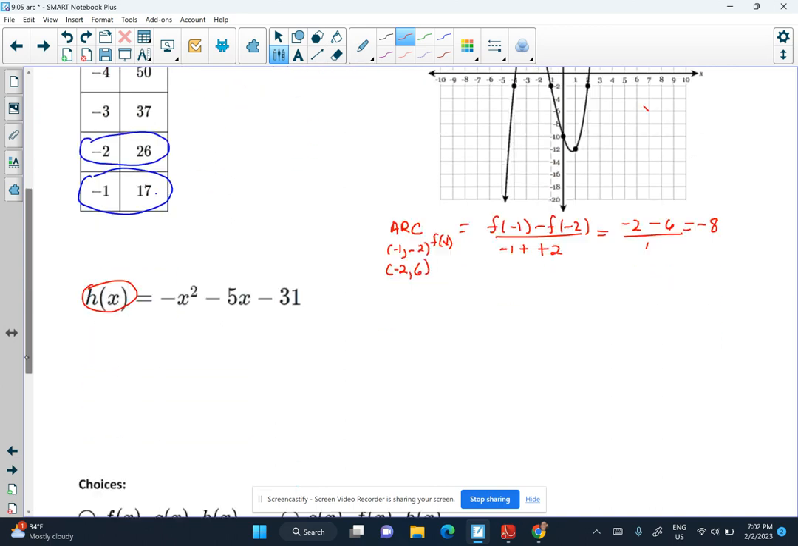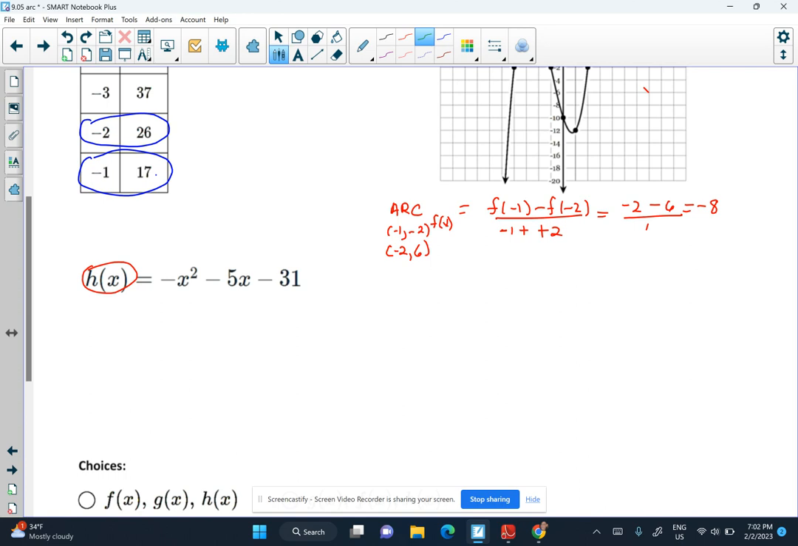Okay, and one more. So now I have to do h of x. I'll do that in green. So the average rate of change of h of x, and again, we're evaluating it over that same interval, and I always do rightmost point first. So it's going to be h of negative 1 minus h of negative 2 over negative 1 minus a minus 2. So I have to evaluate this function at h of negative 1. So wherever you see an x, you're going to substitute it in.